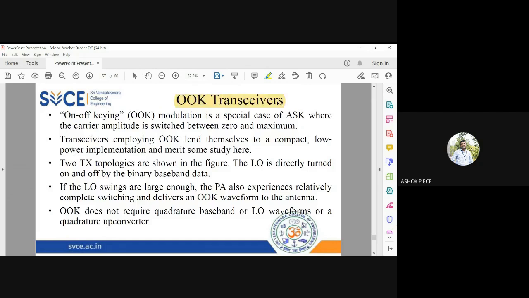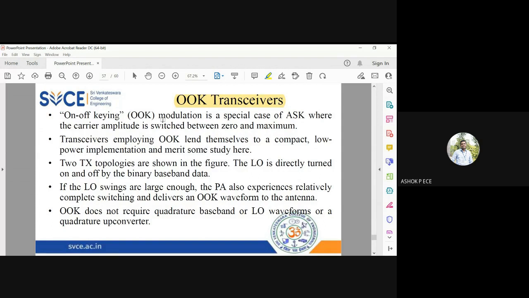And one popular transceiver architecture is OOK, on-off keying. It is a special type of ASK. On-off means binary 1 means I'm going to send a sine wave or a carrier. Binary 0 means I'm not going to send anything. So the signal is switched between 0 and maximum.